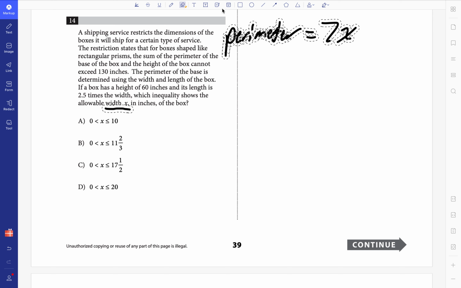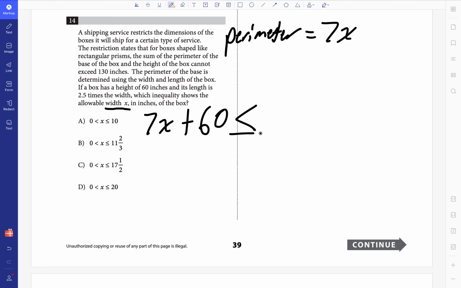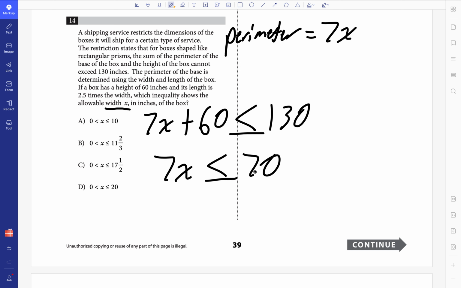So now the sum of the perimeter of the base and the height is 7x plus 60 inches, because the perimeter of the base is 7x, plus its height of 60 inches. And we know that it cannot exceed 130 inches. Therefore, 7x is less than or equal to 70. Therefore, x is less than or equal to 10. And we can go from any value from 0 less than or equal to x, less than or equal to 10, which gives us an answer of a.